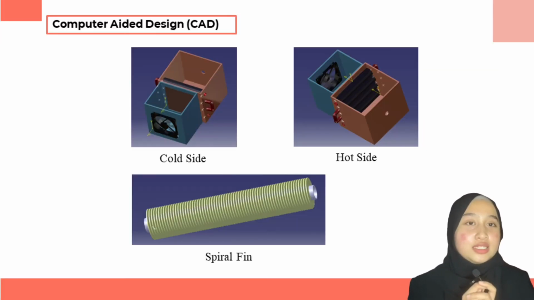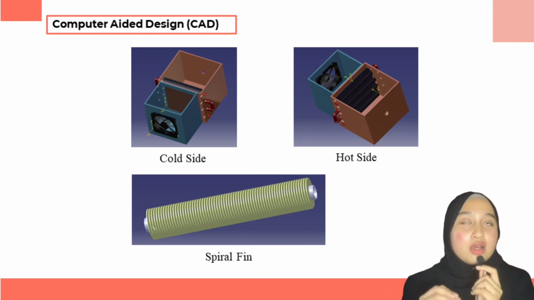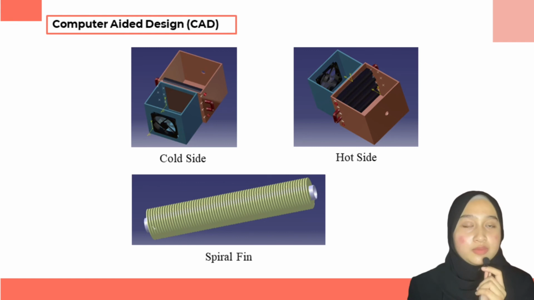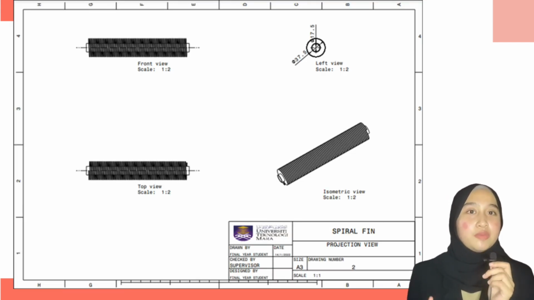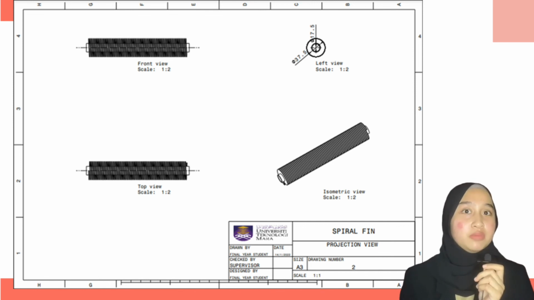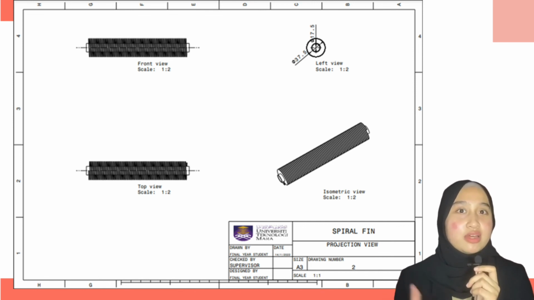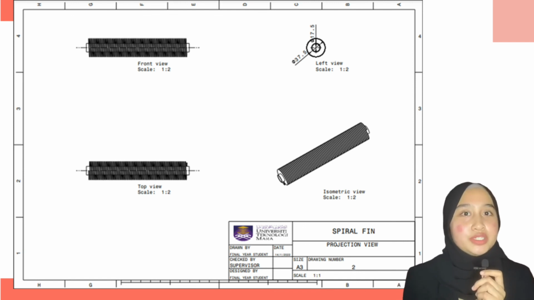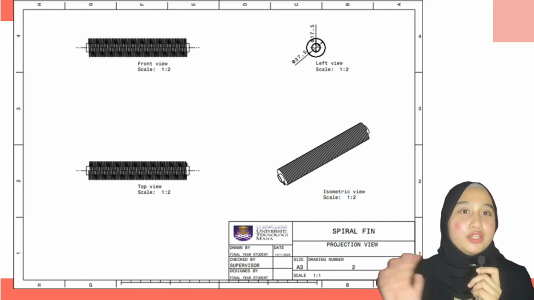So, this is the design of the heat exchanger using CATIA V5. The one with the blue casing is the cold side, while the one with the red casing is the hot side. We also designed the spiral fin using CATIA. Based on the calculation, the outer diameter of the spiral fin is 37.3 millimeters, while the inner diameter is 17.5 millimeters. This dimension will be used for the CFD simulation next semester to determine the exact efficiency, and if it does not achieve a high efficiency, then we will redo the calculation using a new geometry.